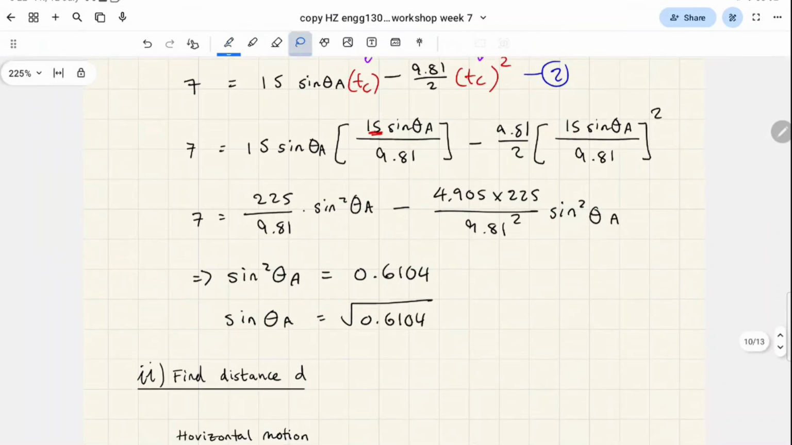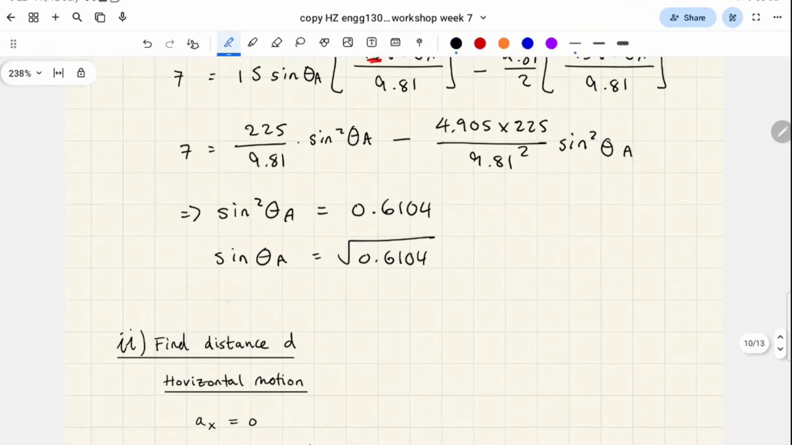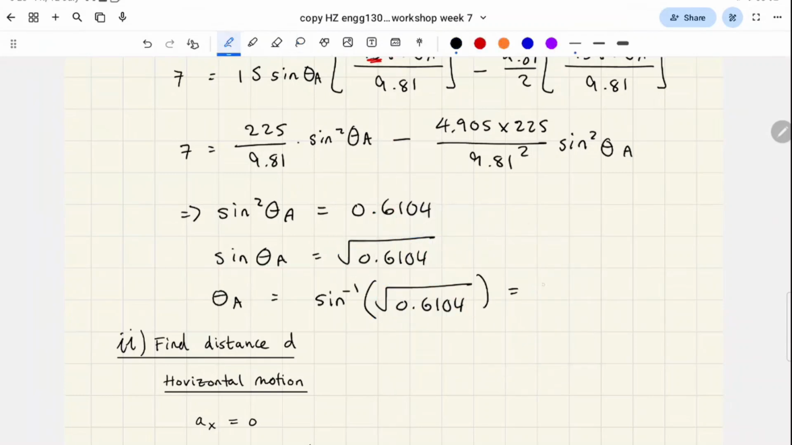And we basically do sine to the -1 of that, which gives us 51.38 degrees. So again, this is not representative of a typical projectile motion question. I just can't find a good one. This is a difficult one.